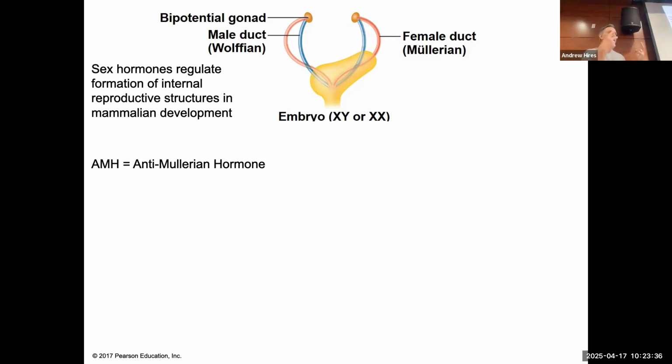Additionally, there will be 2 sets of ducts that come off of those bipotential gonads. There's a duct that is associated with male sexual organs, which is the Wolffian ducts, and female organs, which are called the Mullerian ducts. And then the sex hormones that are produced are going to regulate the formation of these internal structures and promote the development of the gonad into testes or ovaries, and allow the persistence of one set of ducts and the degradation of the other set of ducts.